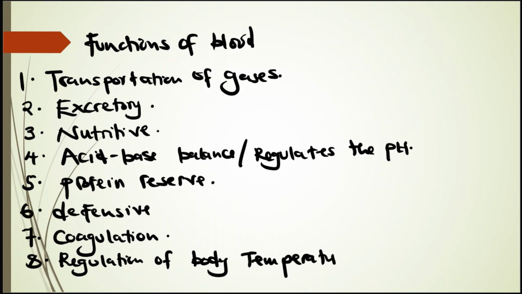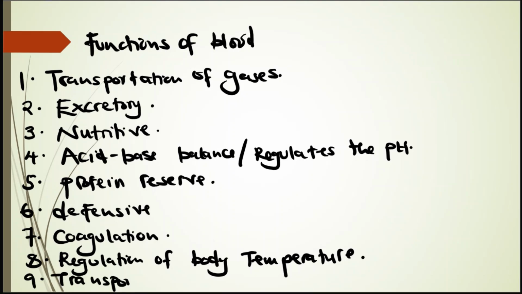Number 9 is the transportation of other substances, like hormones that are dissolved in blood and carried, as well as electrolytes and enzymes. These are the common functions, most of the functions of blood, but not exclusively these.